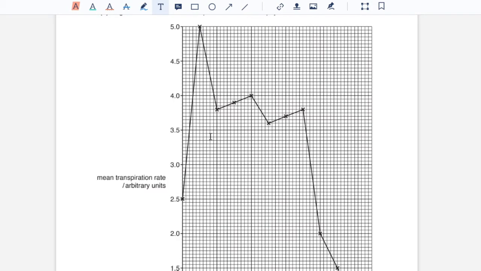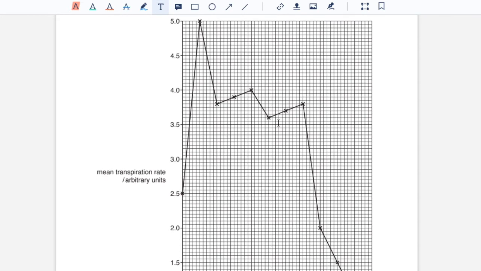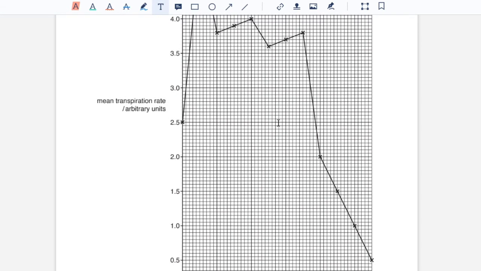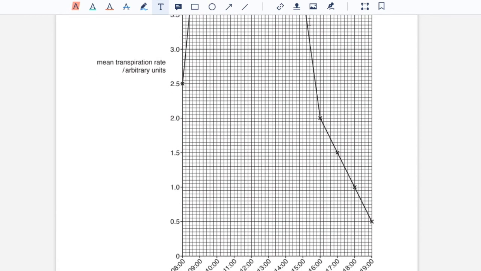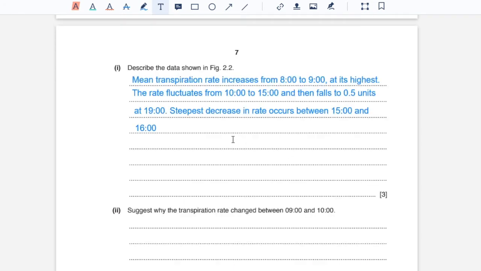Because the gradient of the graph did not change while the rate increases, I've only mentioned that it increases. However, while the rate decreases, the gradient of the graph changes. The rate is steepest between 3 pm to 4 pm, and then the rate becomes slower. I've written in my answer that the steepest decrease in transpiration rate occurs between 3 pm and 4 pm.